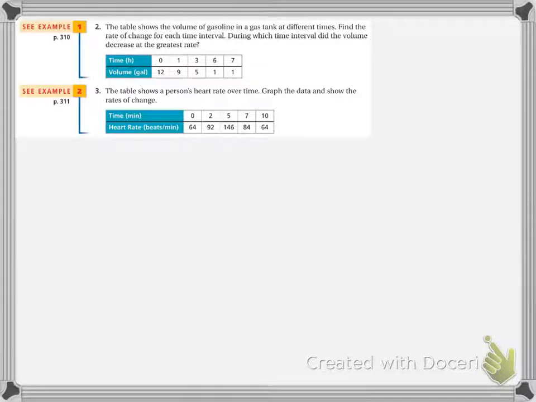Alright, let's do a couple of examples and show you how to use rise over run. Example number 1, the table shows the volume of gasoline in a tank at different times. Find the rate of change for each time interval. During which time interval did the volume decrease the most? So I need to figure out between 0 and 1, 1 and 3, 3 and 6, 6 and 7. During which time interval did the volume decrease at the greatest rate?